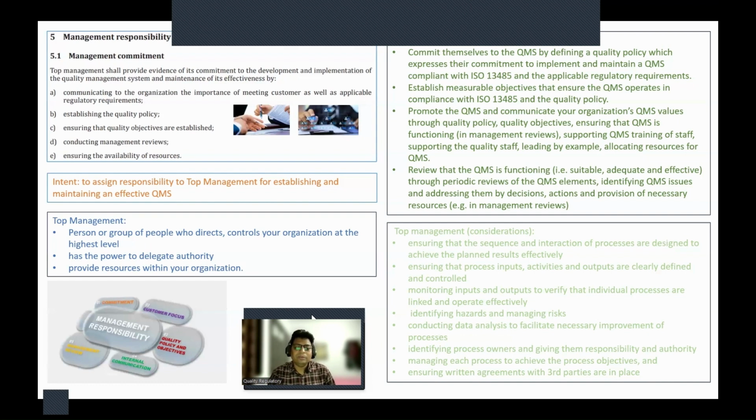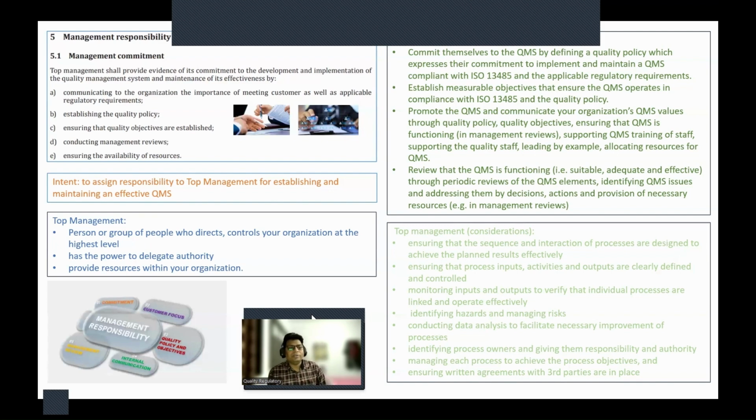So the intent of the standard here is to assign responsibility to top management for establishing and maintaining an effective QMS. Management has to show the commitment, and has to monitor whether an effective QMS is being followed and implemented.